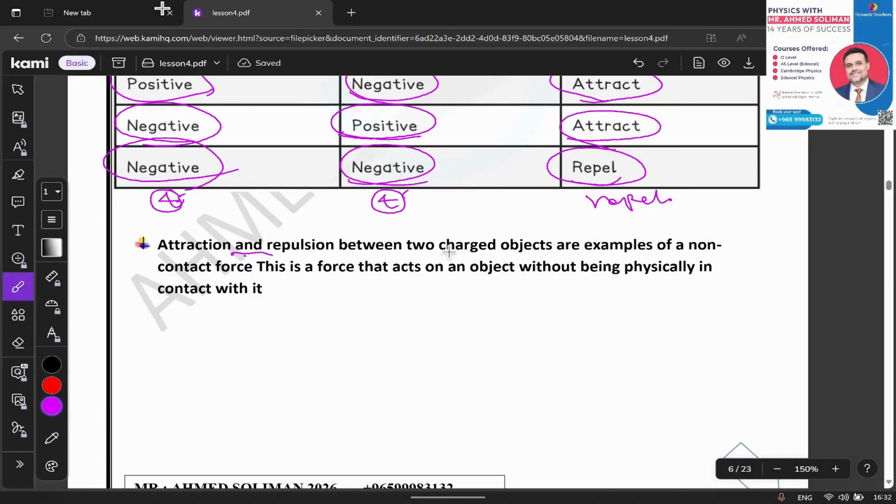Attraction and repulsion between two charged objects are examples of non-contact force, like gravity, like magnetic force. So all of this is called non-contact force. This is why we have the electric field. It is a force that acts on an object without being in physical contact with it.